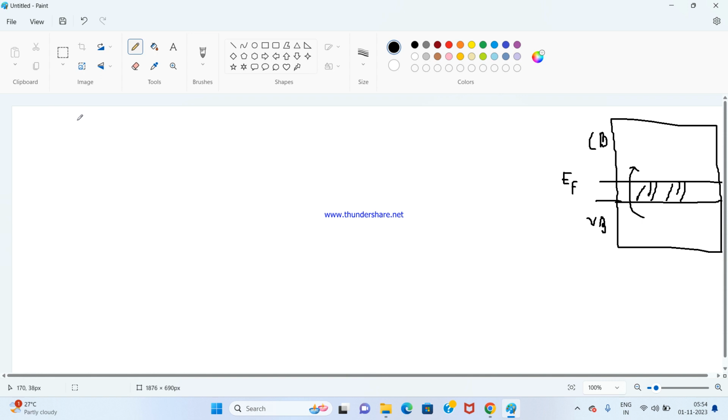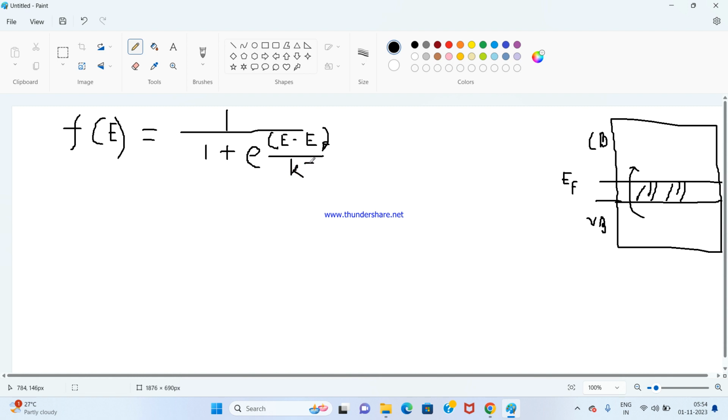actually this was derived by Fermi and Dirac, so that is written as, at any energy level the occupancy of the electron is 1 plus e to the power (E minus EF) by kT, where EF is the Fermi energy, k is the Boltzmann constant, and T is the absolute temperature. Okay, this is the Fermi-Dirac function.